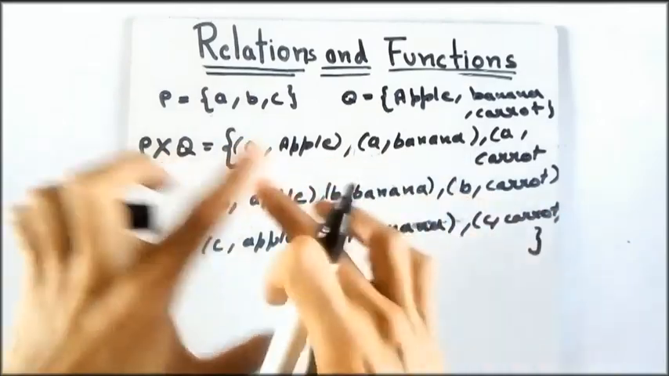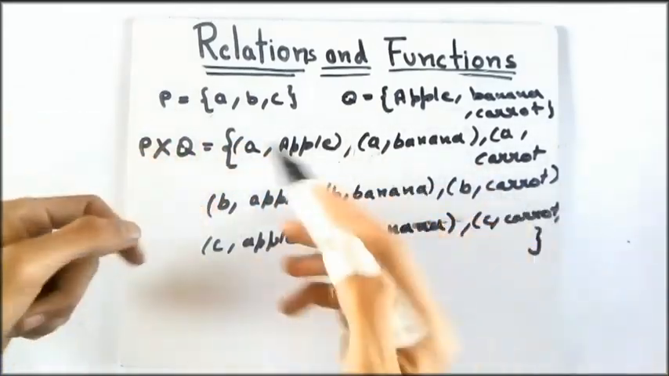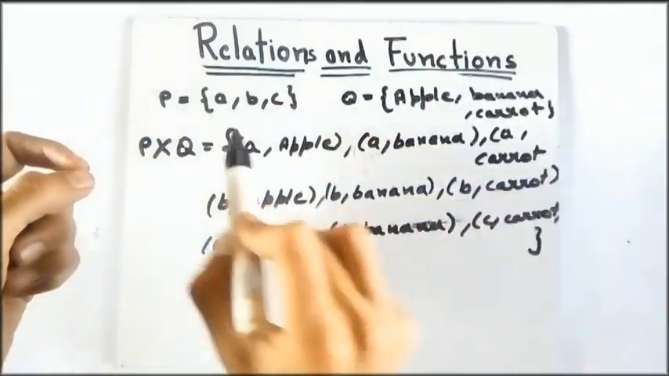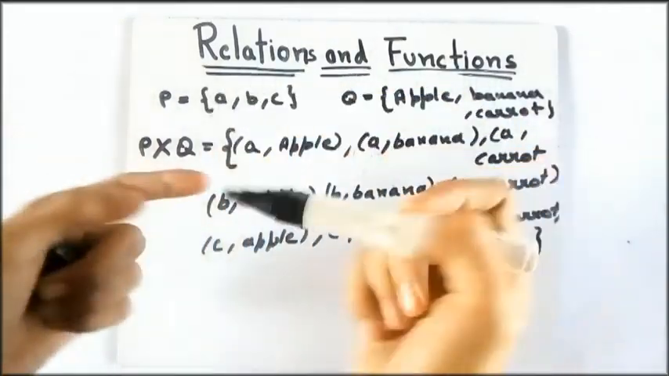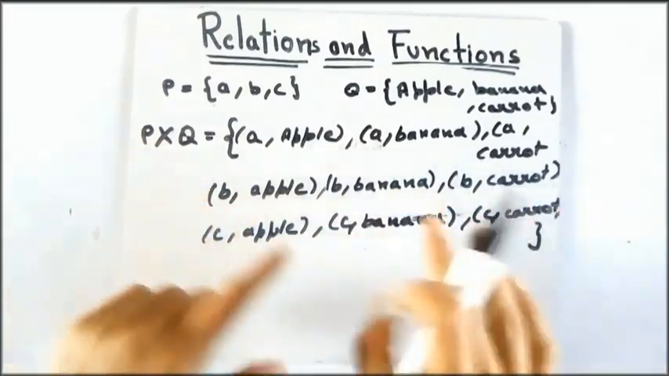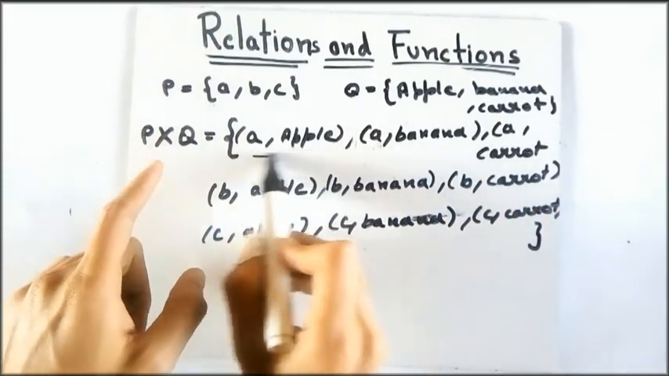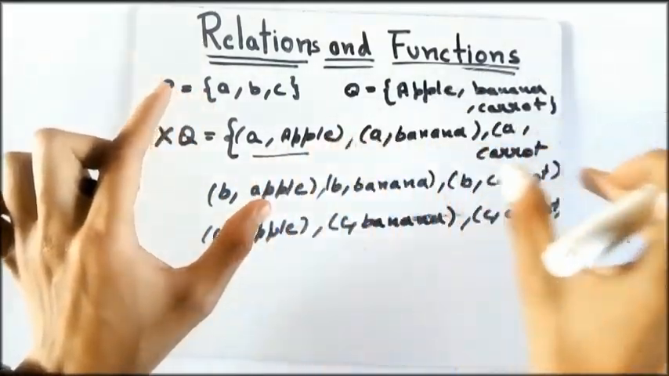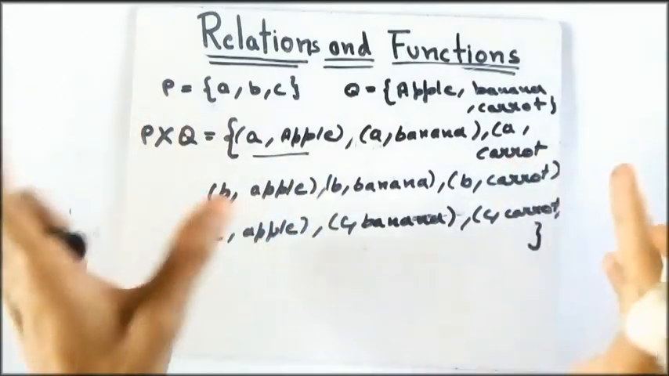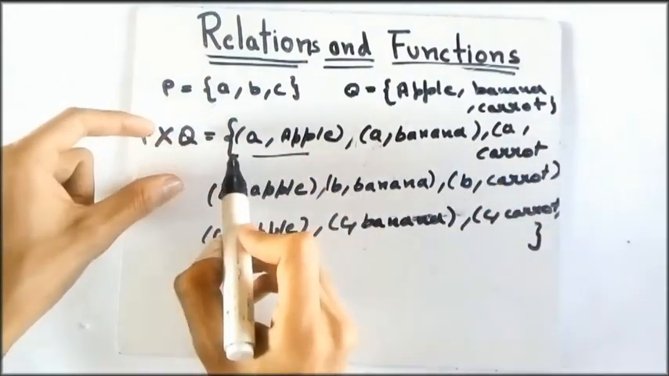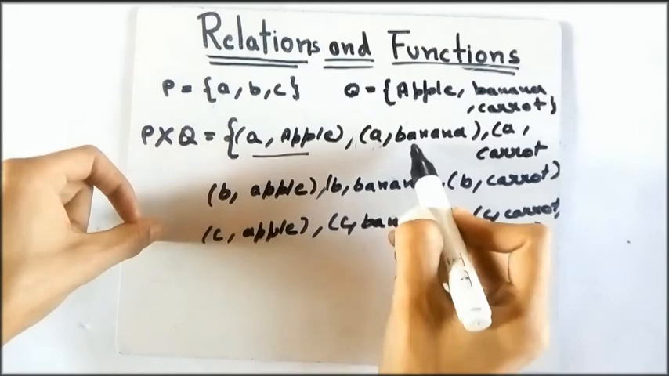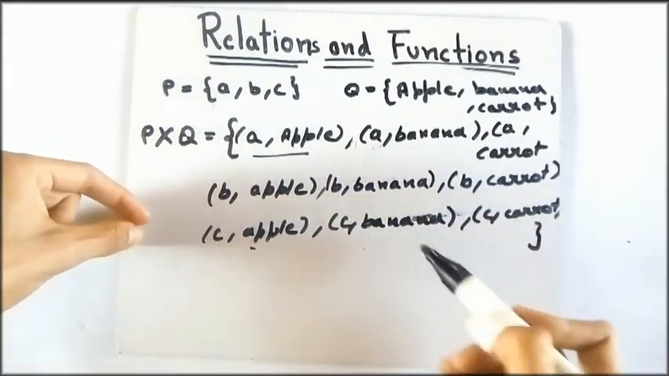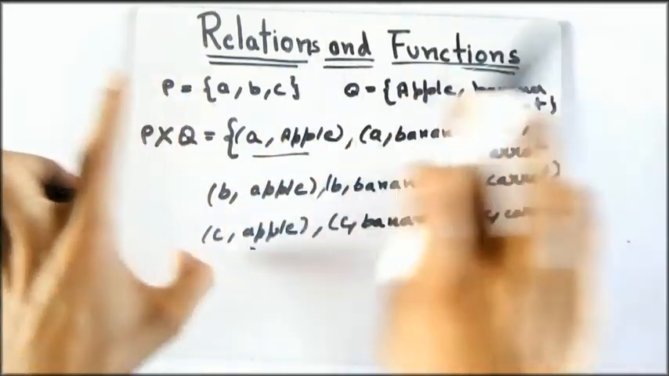So I have done the Cartesian product, and it comes out like this. As I told you, this goes with this, then with this, and then again. It's a simple multiplication type thing. Now you can see that this is a bigger set of small different sets. So a set can also be a collection of different sets. For example, A apple, A banana, A carrot, B apple, B banana, B carrot, C apple, C banana, C carrot.